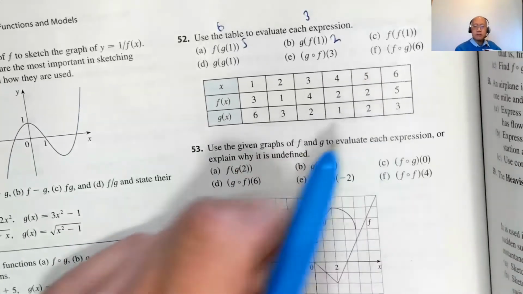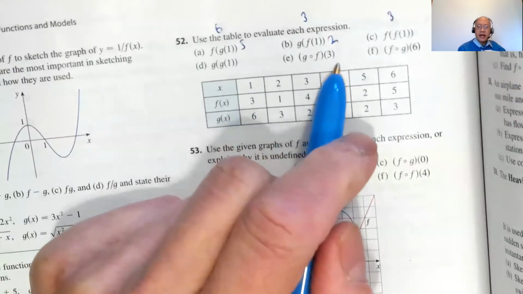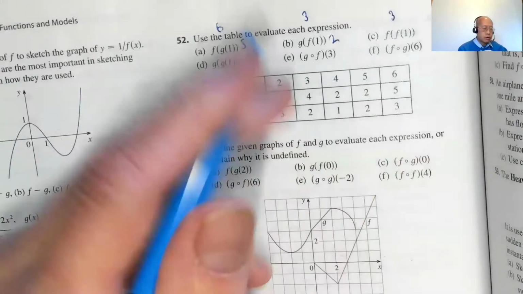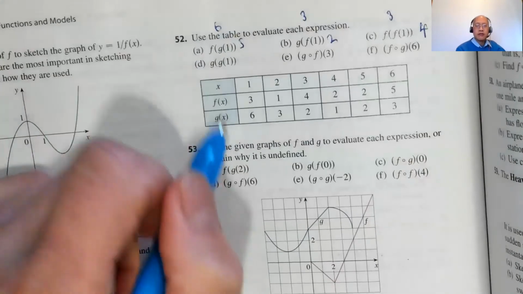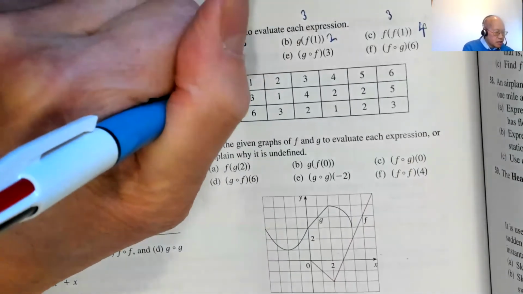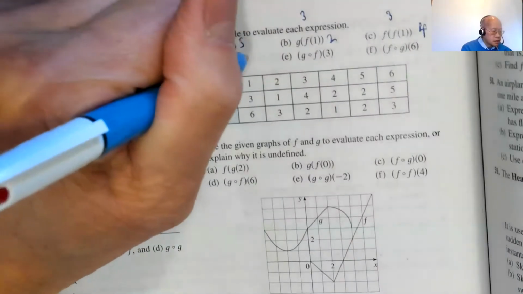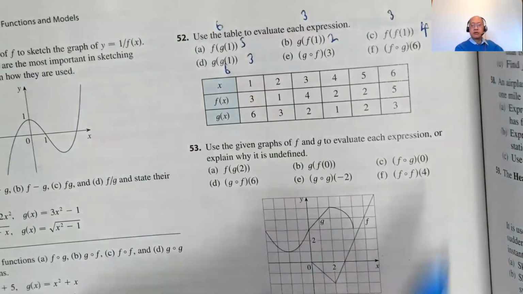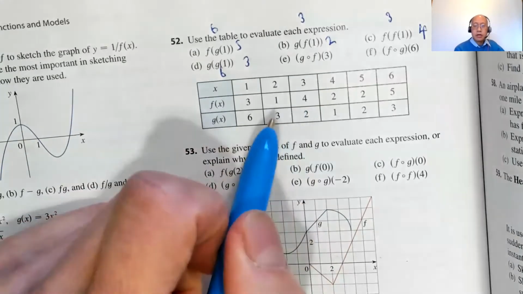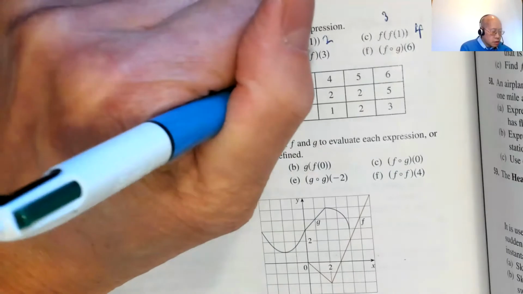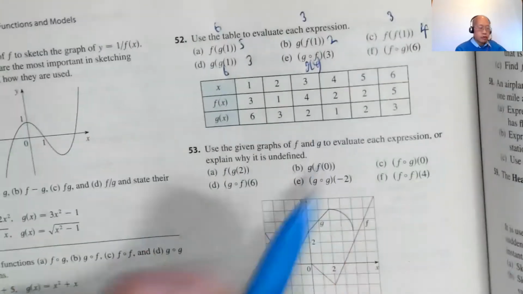F of f of 1. F of 1 is 3. Plug it back into f. F of 3, 4. G of g of 1. G of 1 is 6. Then I want g of 6, 3. So you have an intermediate function to worry about. G circle f of 3 means I do f of 3 first. So f of 3 is 4. And then I want g of 4. G of 4 is 1.